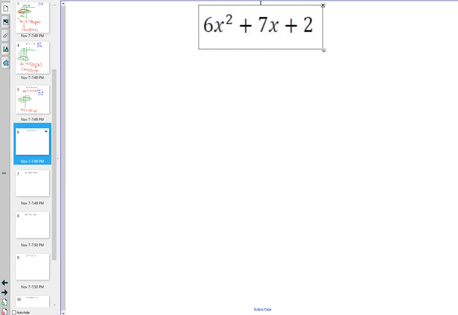Quadratic trinomial, lead is not 1. Do we have a greatest common factor? No. Could it possibly be a perfect square trinomial? No. There's 2 is not perfect and then there's 6.